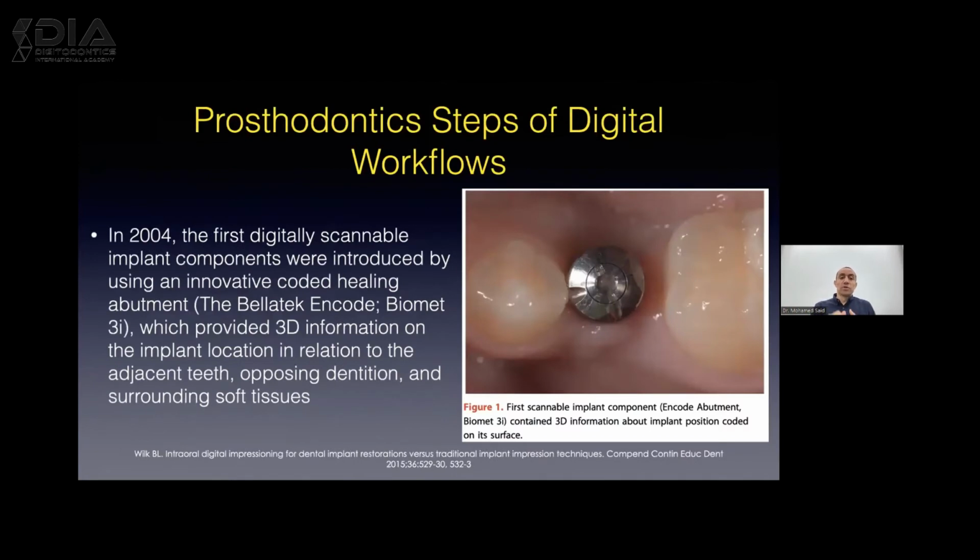So, in 2004, the first digitally scannable implant component was introduced by using an innovative coded healing abutment. It hasn't been called scan bodies yet, but they used to call it a digitally scannable implant component. It contained 3D information about the implant position coded on its surface. So you are going to see some codes here that will be recognized by the scanner in order to give some information about the implant relocation in relation to the adjacent teeth, opposing dentition, and surrounding tissue.